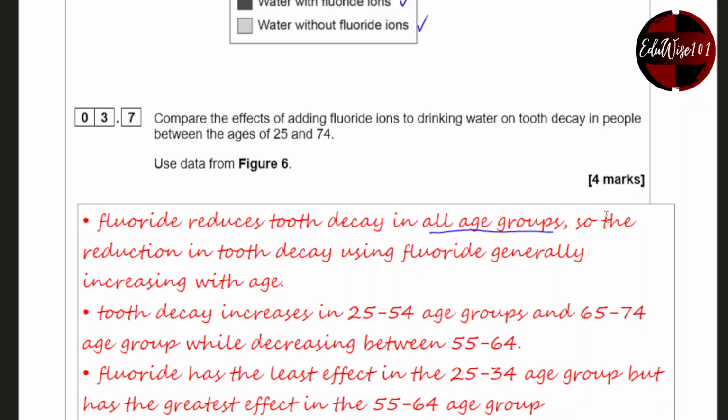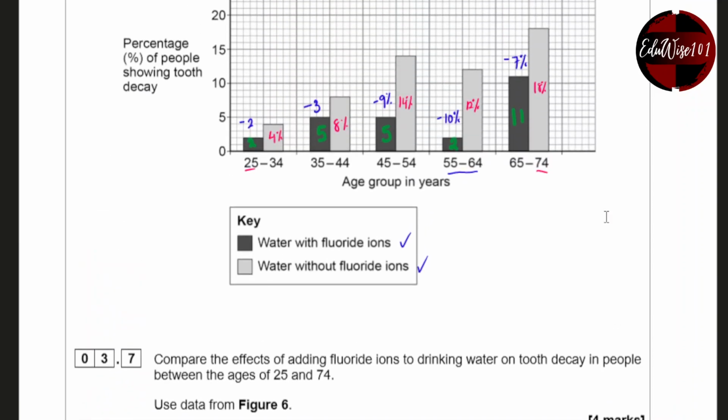Tooth decay increases in 25 to 54 age groups, right? And 65 to 74 age group, while decreasing between 55 to 64. So the percentage of tooth decay is actually going up within the first, second, and the third group, and then it drops down, and then it increases again. That's what we mean here.